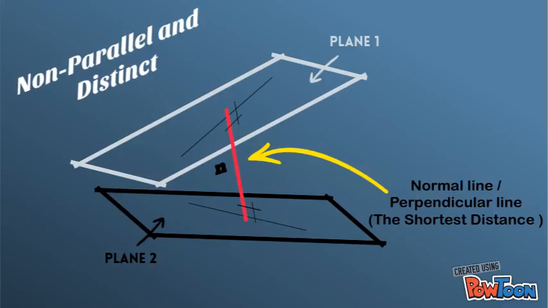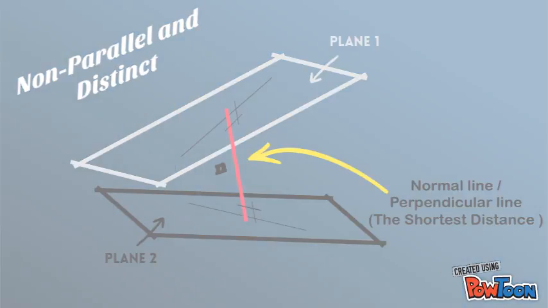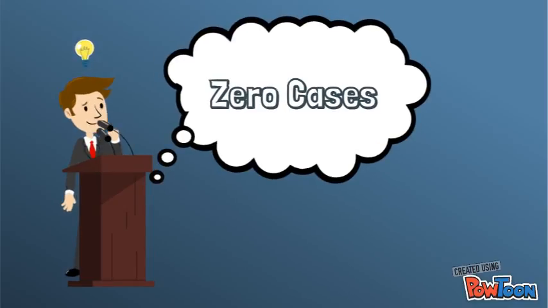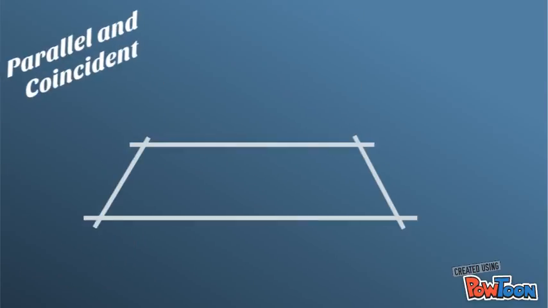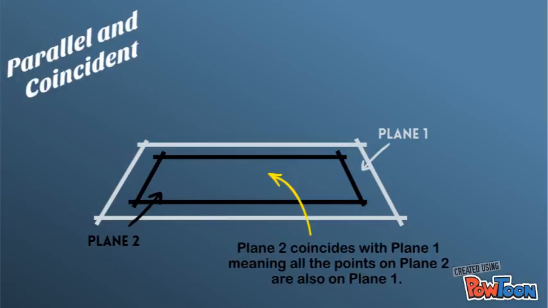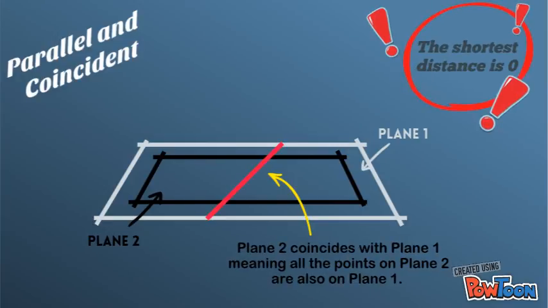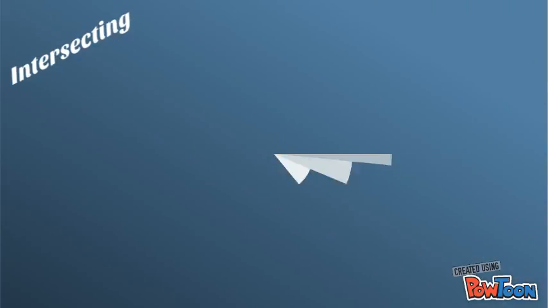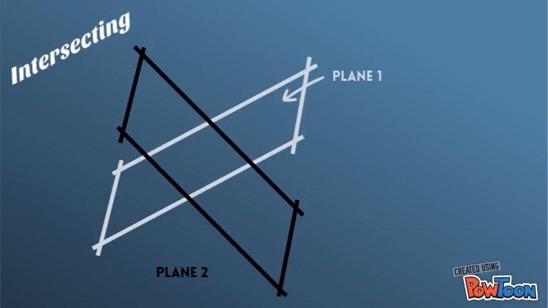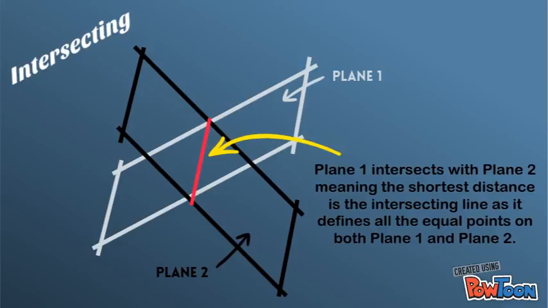As for the zero cases, distance will not be defined for planes that are parallel and coincident. The reason is that the planes coincide, essentially meaning all the points on each of the planes are equal. That means the shortest distance between them is zero. This is also evident for intersecting planes, as the intersecting line of the two planes will define all the equal points on both plane 1 and plane 2, which technically refers to zero distance.